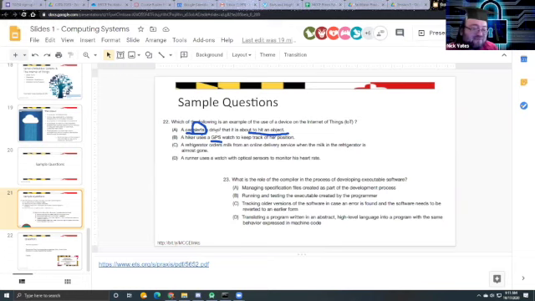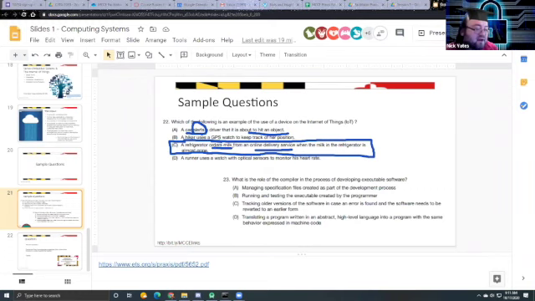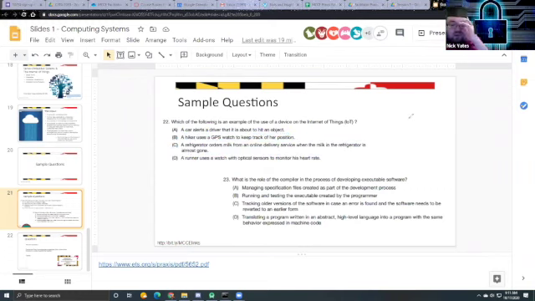So they did purposely make this a little bit tricky, but yes, the key was C. A refrigerator orders milk from the online delivery service when it is almost done. The online delivery service and the ordering itself is the key there. Okay, how about for number 23?